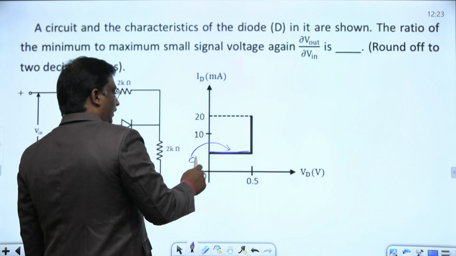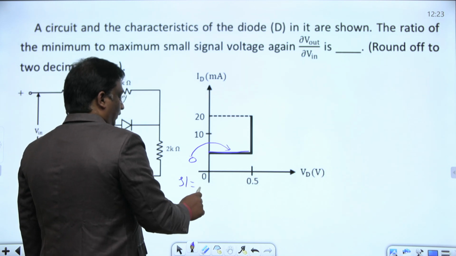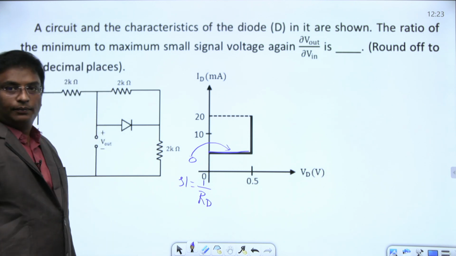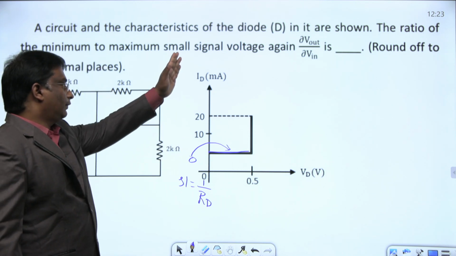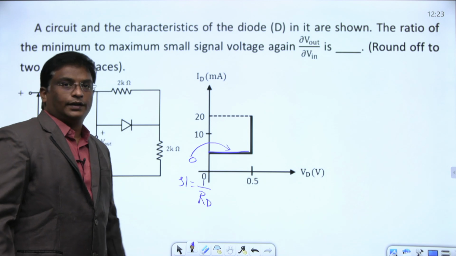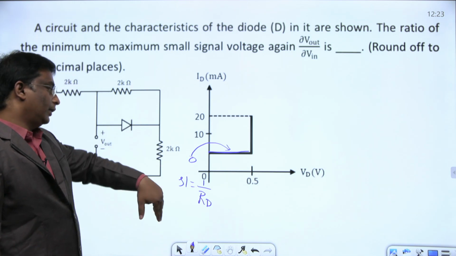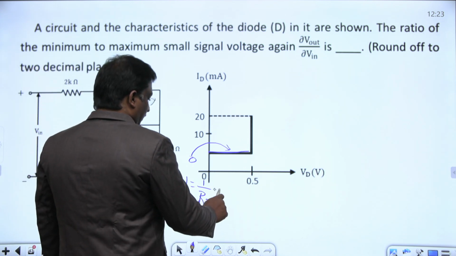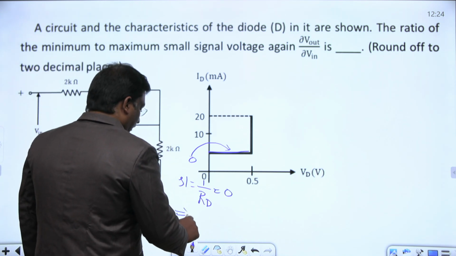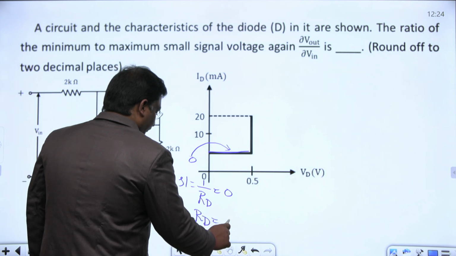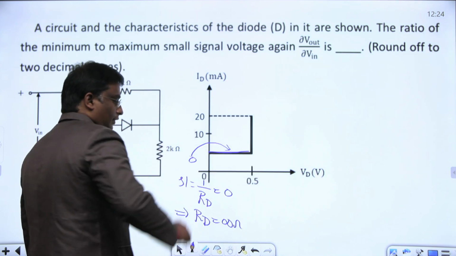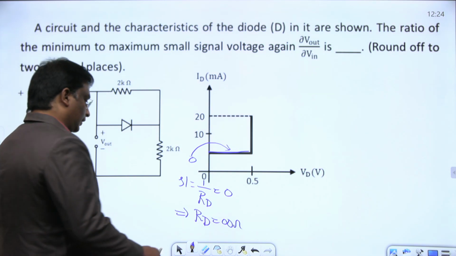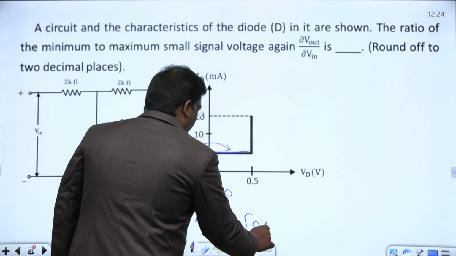If I calculate the slope, it will give 1 by resistance, 1 by the resistance of the diode RD. The vertical axis is current, the horizontal axis is voltage. The ratio of current by voltage will give the reciprocal of resistance here, and this is 0. That implies the resistance is infinity. In this region, resistance is infinity. When the resistance of a diode is infinity, the diode acts as an open circuit.